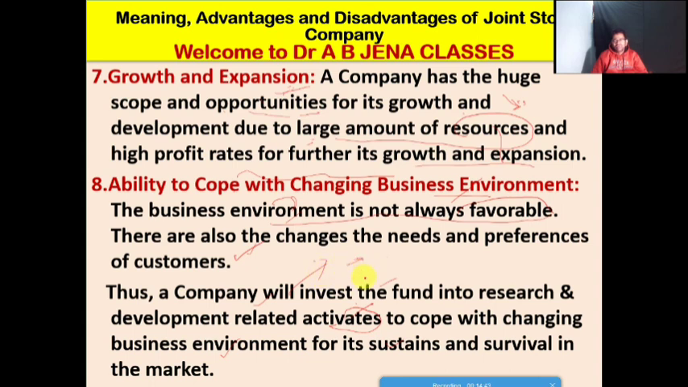Top competition in the market, danger ahead, danger behind, danger on the left, danger on the right. So in this situation, due to the huge fund or the larger amount of resources, the company can easily cope with the changing business environment and can compete with the competitors.